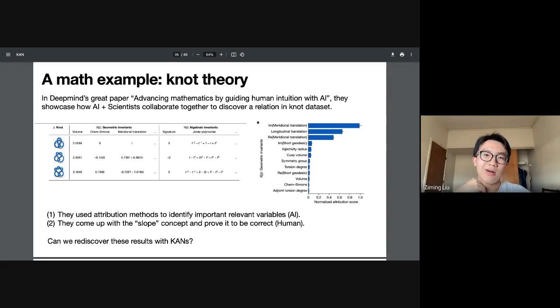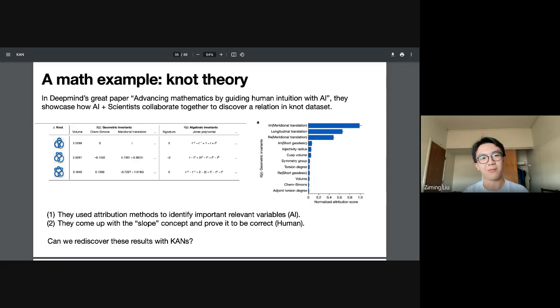So actually, I'm close to ending, but before that, I want to mention two more realistic examples. I want to show that KANs can be useful collaborators for real-life scientific research. So I will present a math example and a physics example.